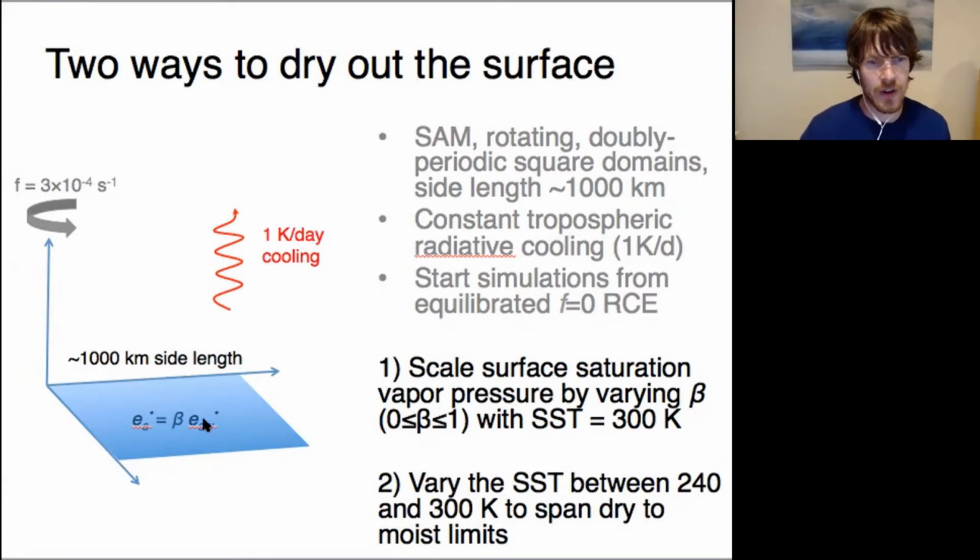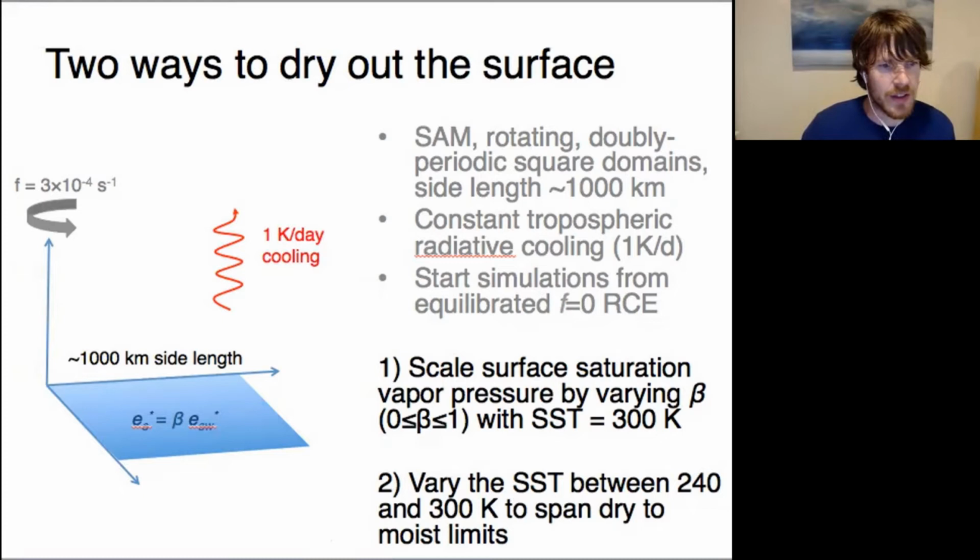First, we vary the surface wetness beta, which appears in the bulk formula for surface evaporation, and it acts as a multiplier on the surface saturation vapor pressure of pure water at a given temperature. The second way we make the surface dry is by making it cold, which reduces the saturation vapor pressure over the surface and causes most of the heat exchange to become sensible.